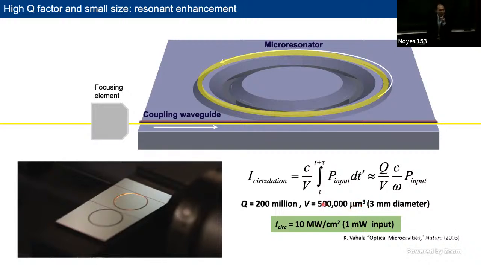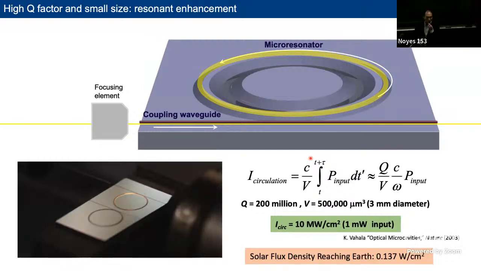The intensity we can calculate circulating around the resonator is about 10 megawatt per centimeter squared. This is probably not very intuitive, but compare it with another number. Imagine yourself going to a beach on a very sunny day and enjoying the sunshine. What is the solar flux density you feel on your skin, coming from the sun?